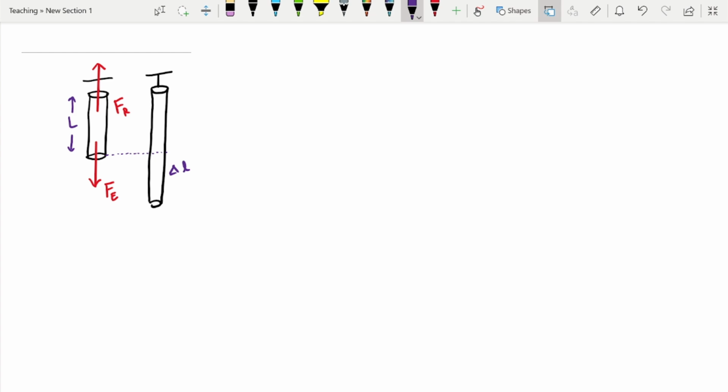So what is the stress of this rubber? Here stress is equal to force over area, the cross-sectional area. When I say area, it must be the cross-sectional area, which is pi r square. Now let's talk about this force. In the case of stress, I am referring to the restoring force of the rubber, not the external force.